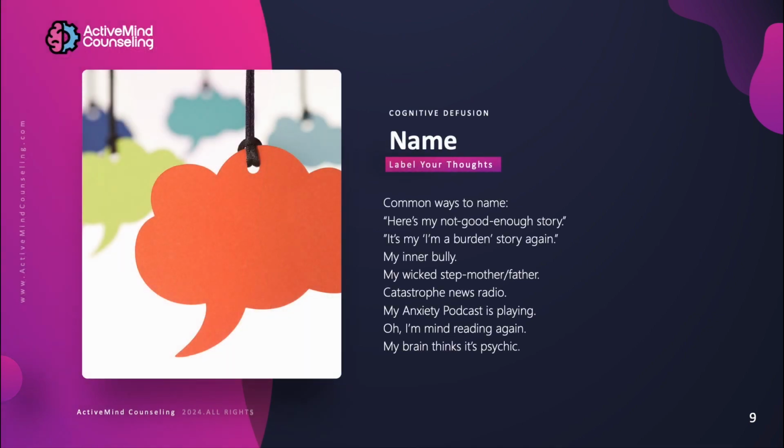Next, name. Label your thoughts. You can simply describe the theme, such as, "This is a judgmental thought," or "It's my I'm a burden story." Another way to label is to say, "I'm having the thought or feeling of." This creates distance and helps you see thoughts as separate from yourself.